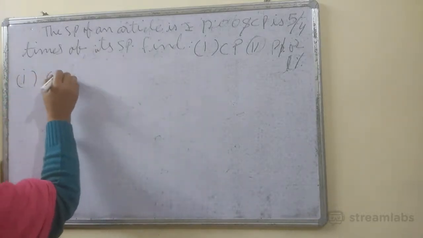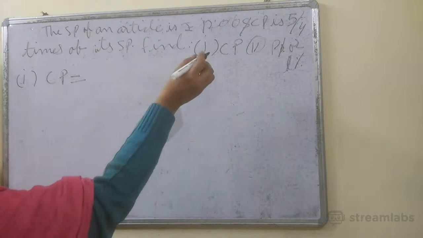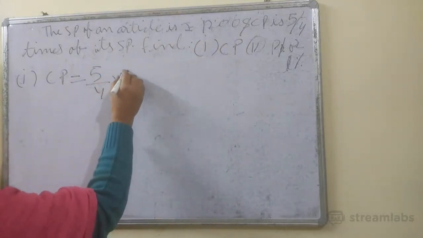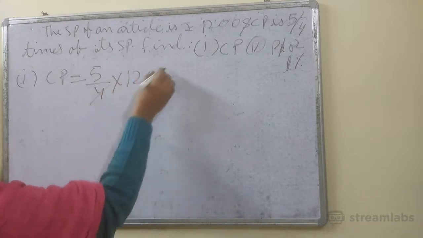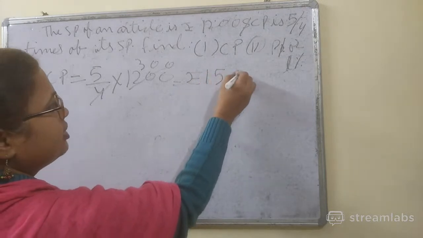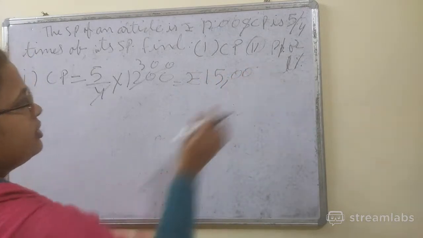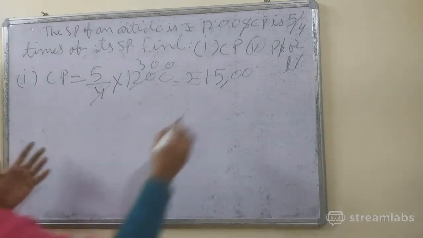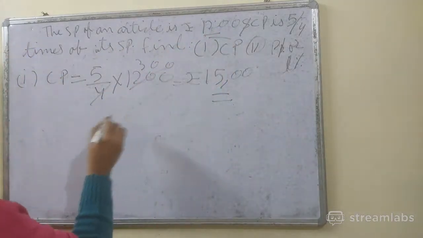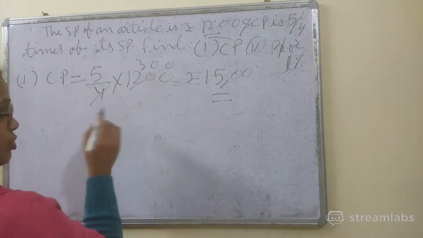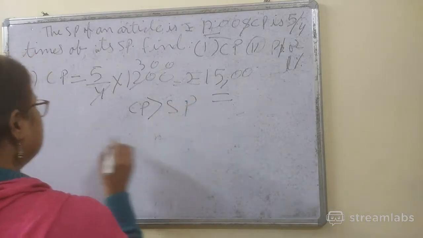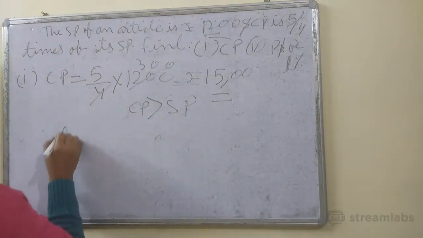So first let's find out the CP. So CP will be equal to what? CP is 5 by 4 times, means multiplication, 1200. So 4 3s are, so here the answer will be 1500. Okay, 1500. Profit or loss percent. So now this is the CP, and this is the SP. Profit or loss? Clear? Because CP is greater than SP, so loss is here.